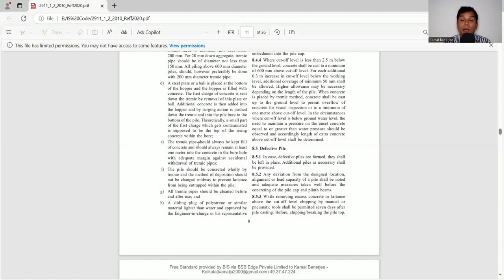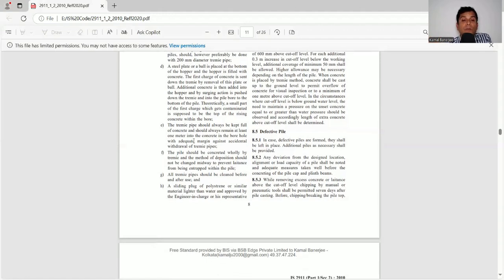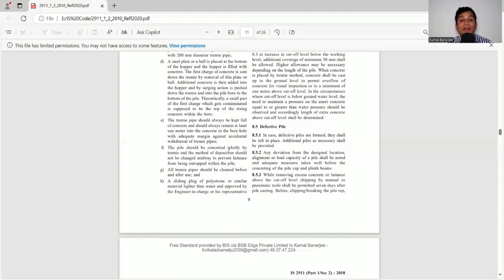The tremie pipe should always be kept full of concrete and should always remain at least 1 meter into the concrete in the borehole, with adequate margin against accidental withdrawal of the tremie pipe. So it should always be kept in the concrete. The pile should be concreted wholly by tremie, and the method of deposition should not be changed midway, to prevent laitance from being enclosed within the pile. Then all tremie pipes should be cleaned before and after use. It is very much important.